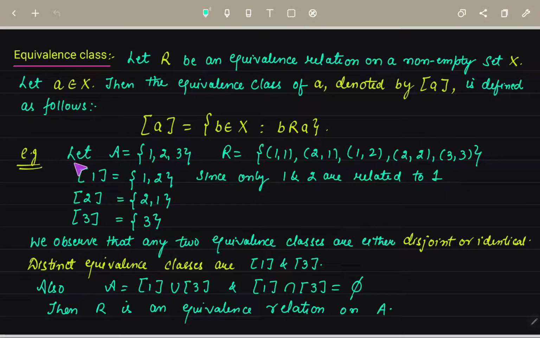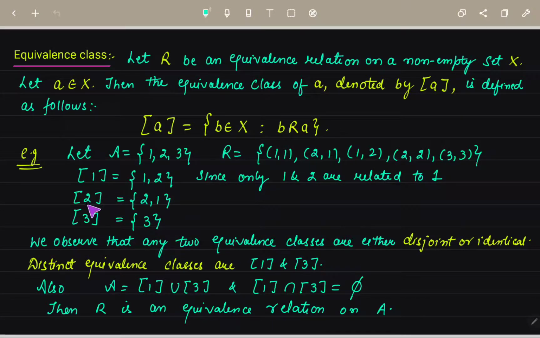So consider one example. Let A is equal to this set that contains elements 1, 2, 3, and I am defining one relation on this set. So this is the relation which contains these ordered pairs, that is ordered pairs (1, 1), (2, 1), (1, 2), (2, 2) and (3, 3). So clearly from this relation we have seen that the equivalence class of 1 is equal to {1, 2}, because 1 and 2 are only related with 1. So here this condition is satisfied.